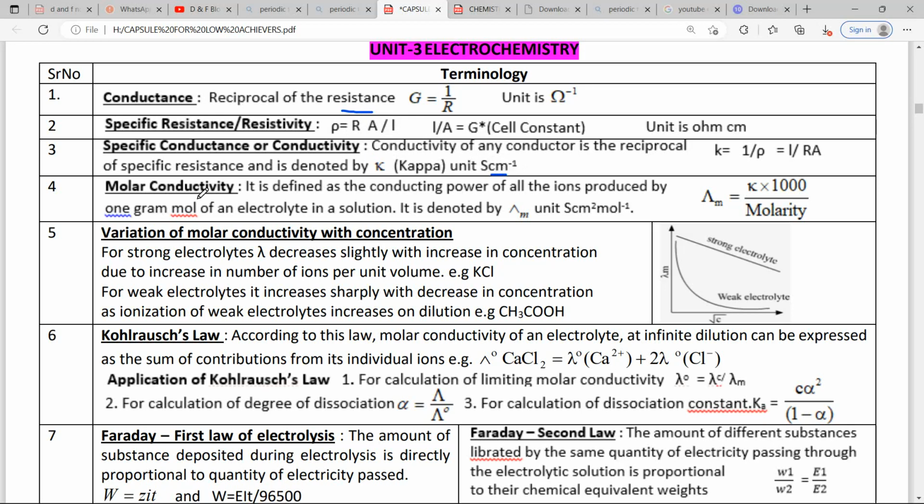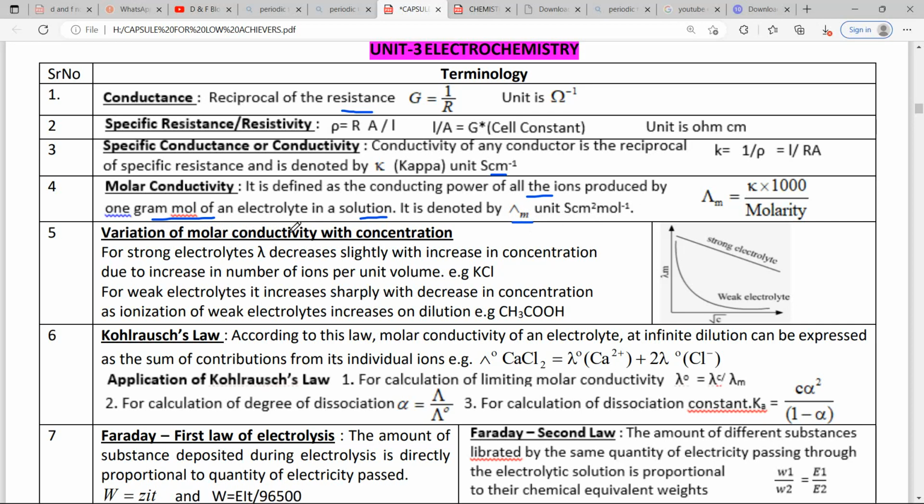And molar conductivity, that is the conducting power of all ions produced by 1 gram mole of an electrolyte in a solution. That is its molar conductivity. How much electricity 1 gram mole of an electrolyte conducts is called the molar conductivity of that electrolyte. It is denoted by lambda. Its unit is Siemens centimeter square per mole.